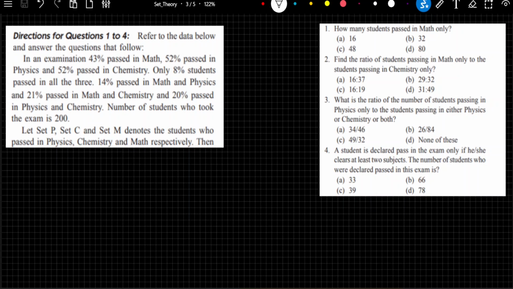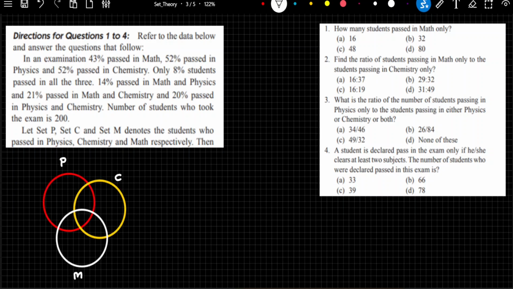I'll make a diagram quickly. It's a question based on three variables because there are three subjects here. So let me create three circles first. Let's say these three circles denote the three subjects: physics, maths and chemistry. Through these three circles, we are showing data for the percentage of students who passed in the three subjects. If you read the data, it says 43% of students passed in mathematics. So let me write 43 here.